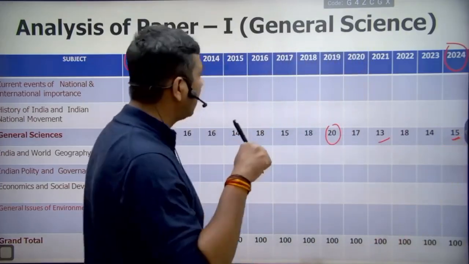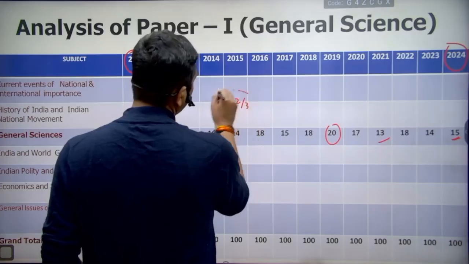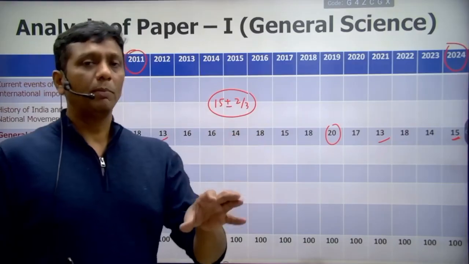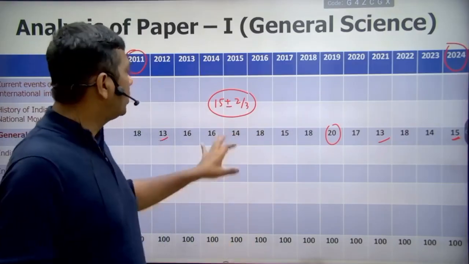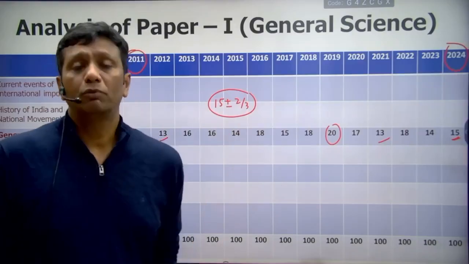So I'm expecting around 15 questions, plus or minus 2 to 3 questions, that UPSC will ask in your paper from science. If you are good in science, you can feel you are in a good condition, because here UPSC asks a larger number of questions.